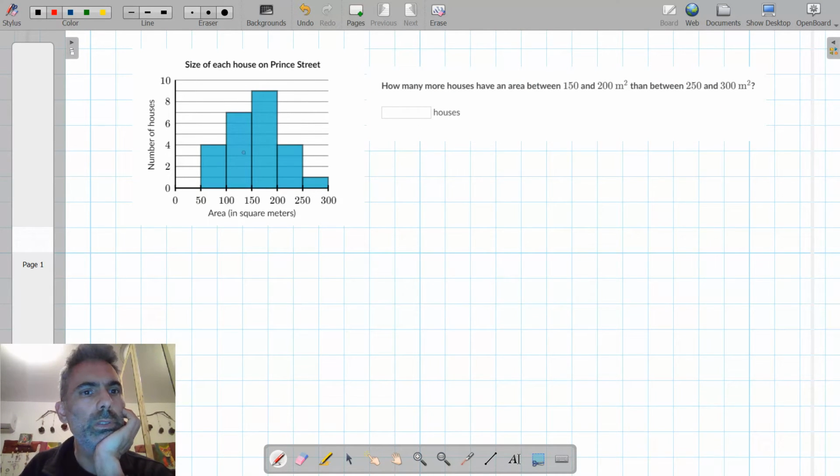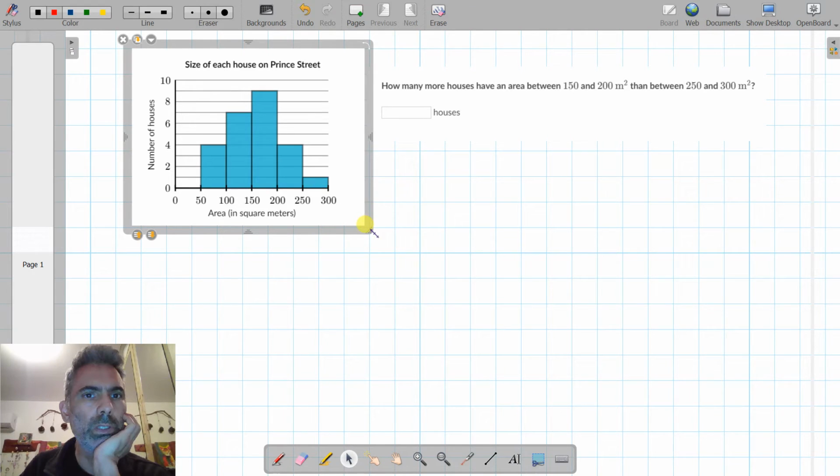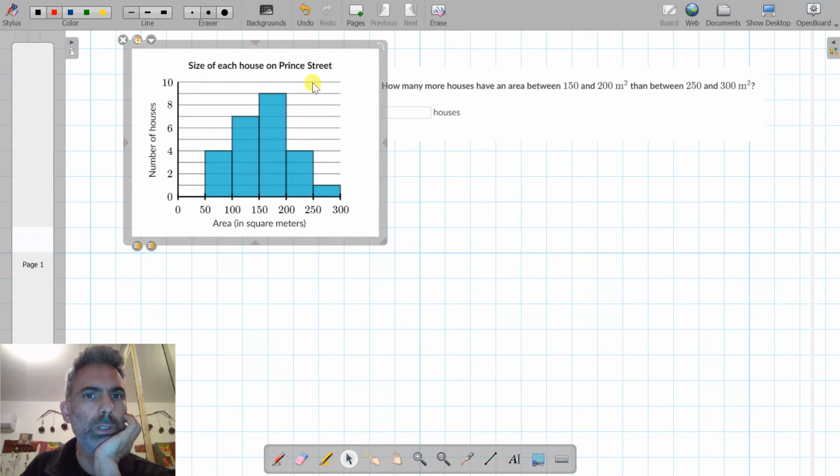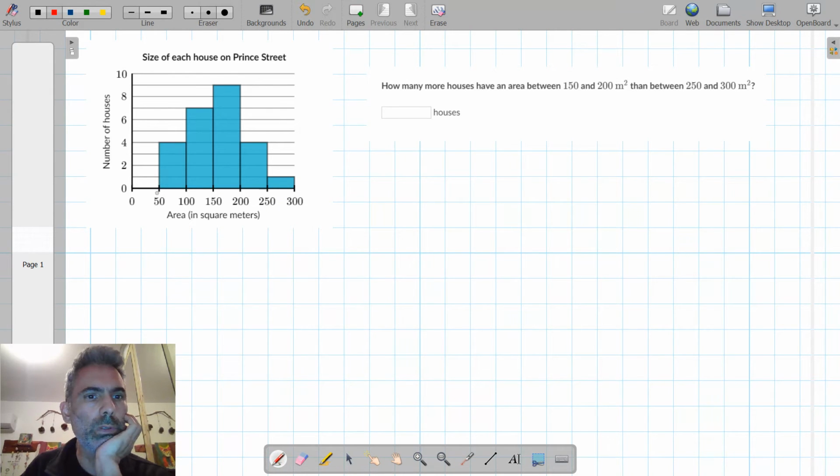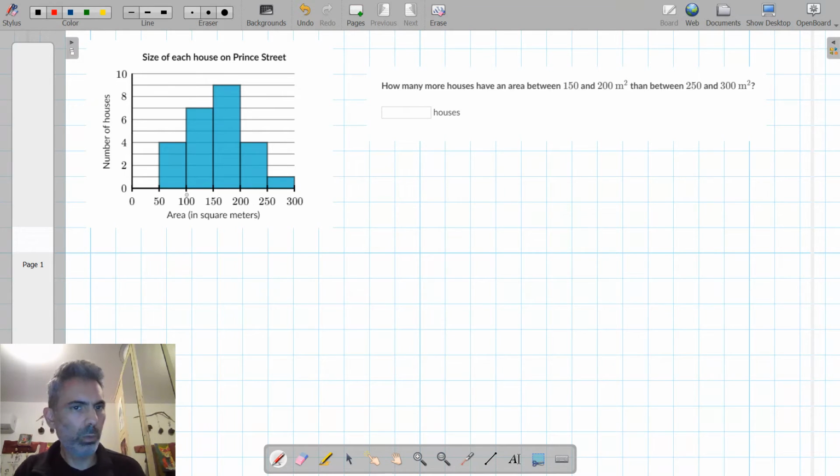So let's see, this histogram represents the size of each house on Prince Street. Okay, so between 50 and 100 square meters, we have 4 houses with this area.